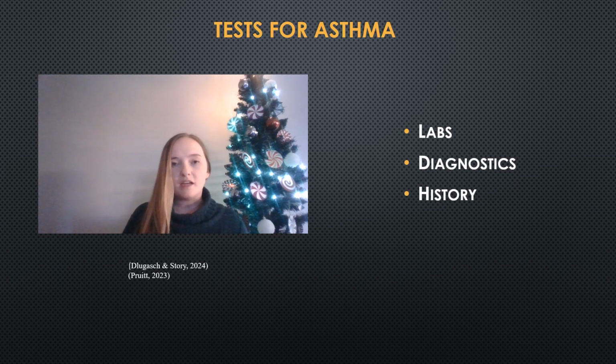Next, we would get a complete blood count, and we'll look at the white blood cells, rule out any infection, but it can also just give us a better idea of the patient's immune response. After this, we can do allergy testing to rule out any triggers that the patient has and look at any potential causes for the patient's asthma.